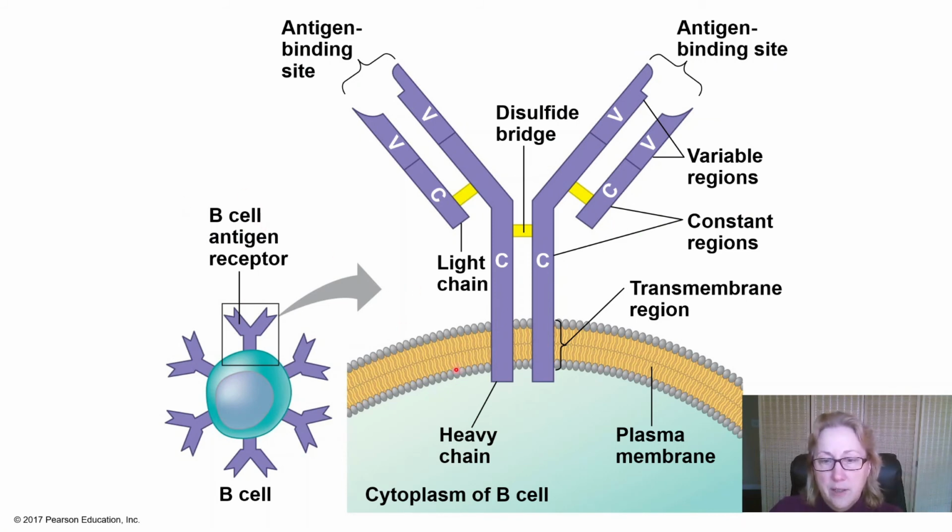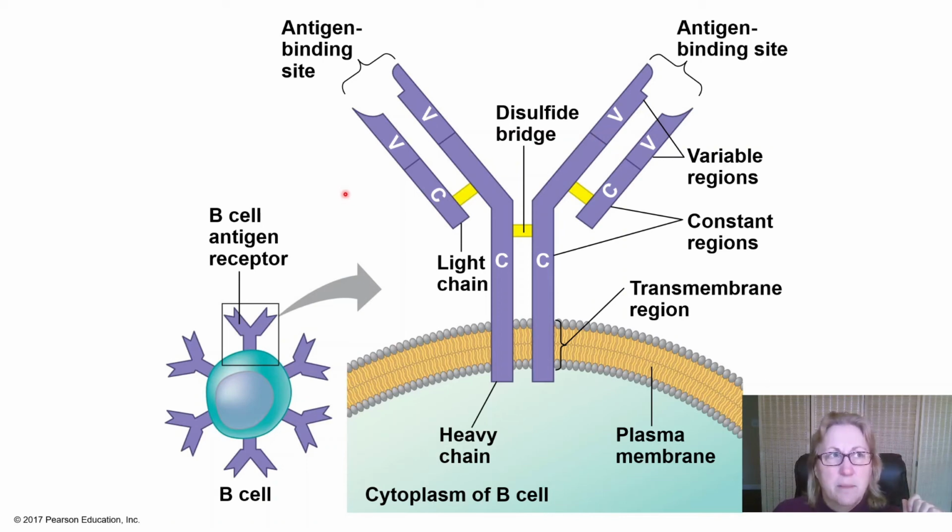Okay, so here is one of those antigen receptors. You can see it's kind of Y-shaped, and also antibodies, secreted antibodies, are Y-shaped as well. And there are antigen binding sites, and these regions that make up the antigen binding site, these are the variable regions. These are the regions that are coded for by those genes that get randomly shuffled.